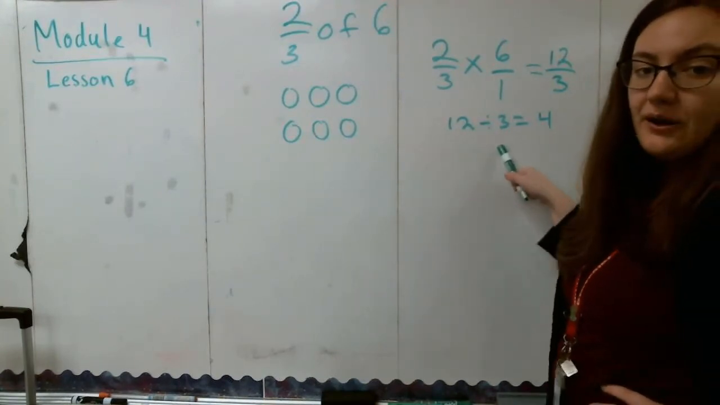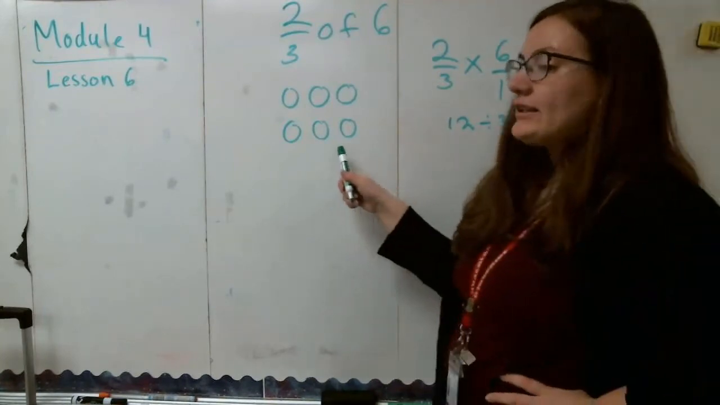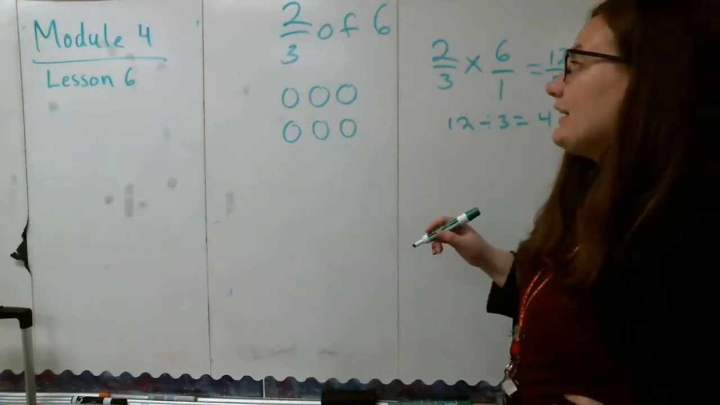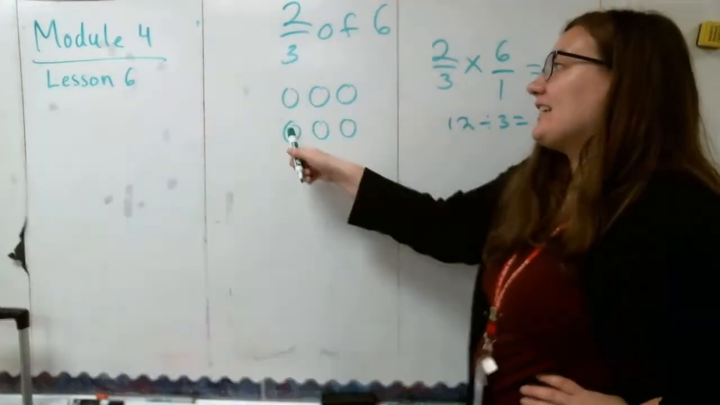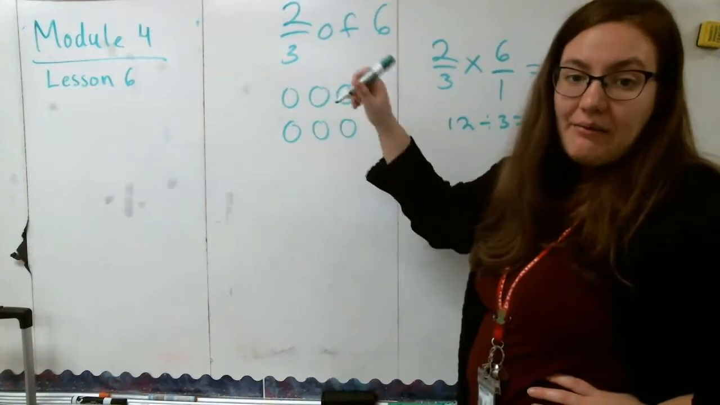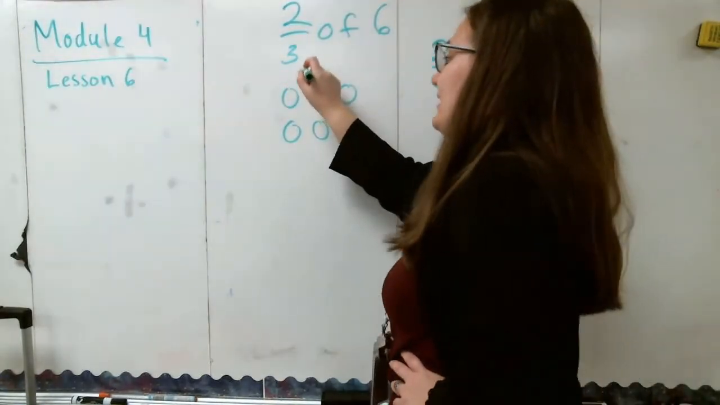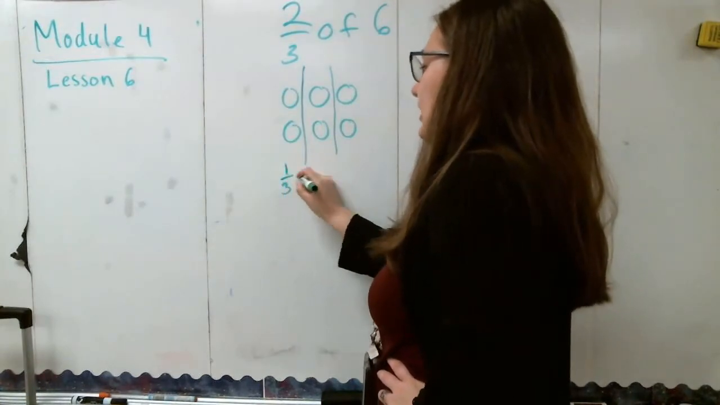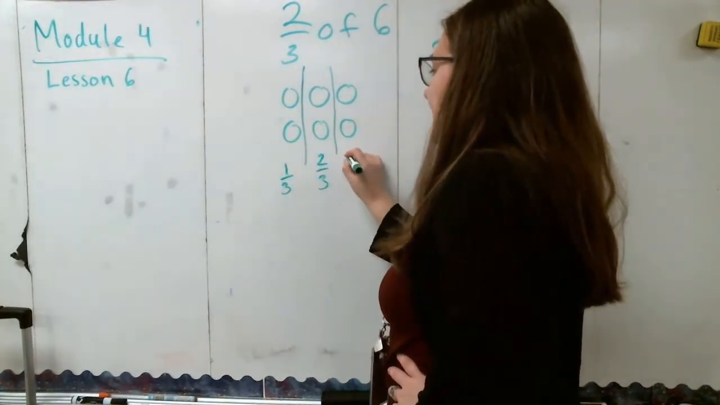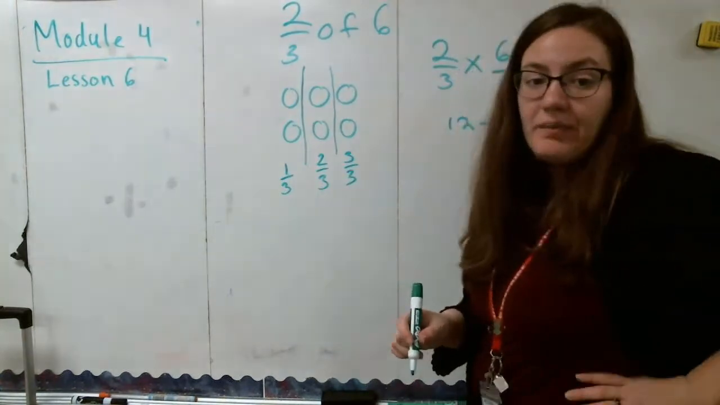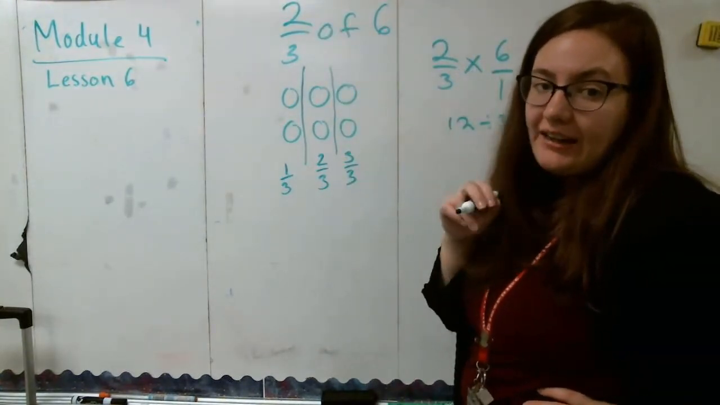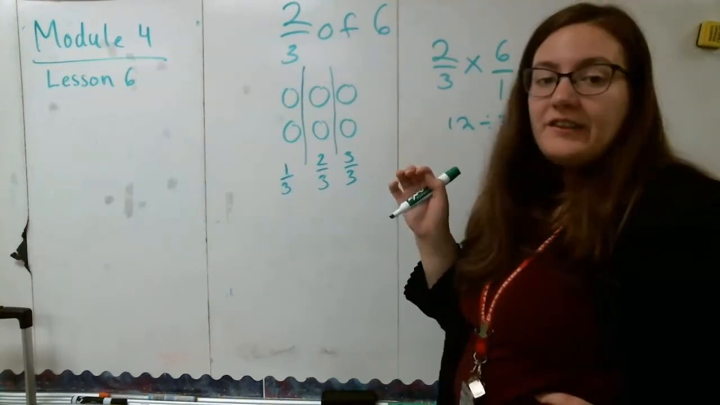But again, if this part is difficult for you, that is why we have this part over here to help us out. So again, I have my 6 total dots. My denominator is 3, so I'm going to split this 6 into 3 equal parts. So we have 1/3, 2/3, and 3/3. When I take a look at this 2 up here, that tells me that I want to find what is 2/3 of 6.